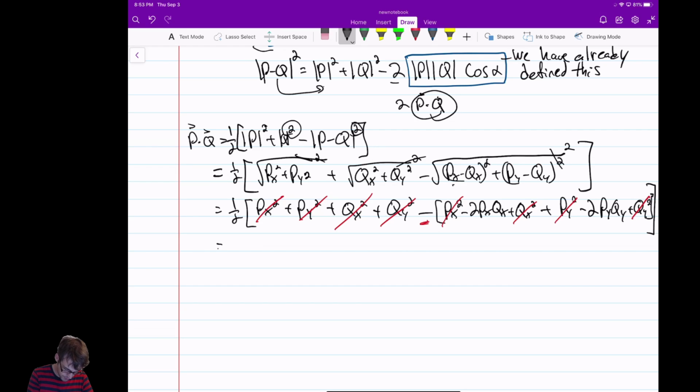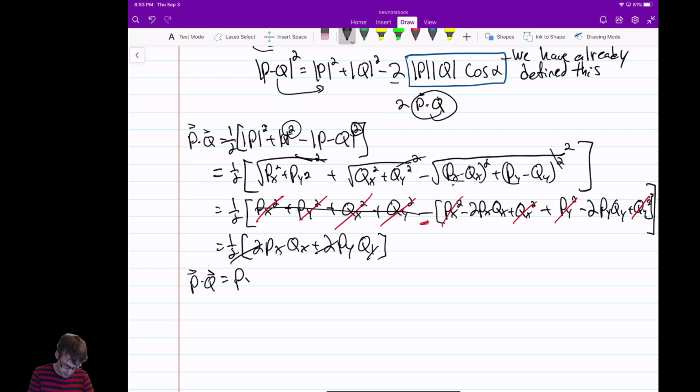I'm just left with 1 over 2. Okay, this is all gone. And then there's a minus sign, so I'll flip it as I go. This is 2 px qx, and this is plus 2 py qy. Okay, the 2 and the 1 over 2 cancel out. All right, so then the dot product of PQ is just px qx plus py qy.